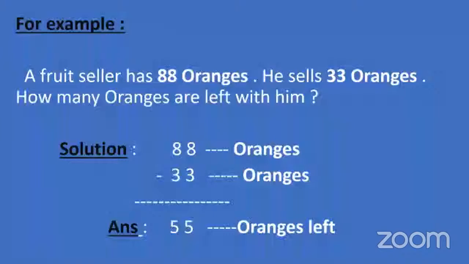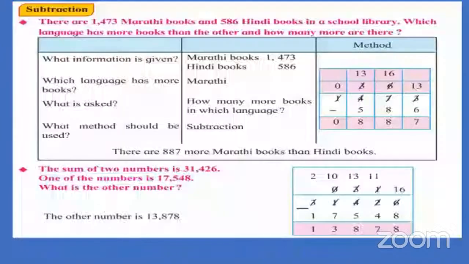See, now it's on page number 48. Two examples are given there. There is one example given first. There are 1,433 Marathi books and 586 Hindi books in a school library. Which language has more books than the other, and how many more are there?